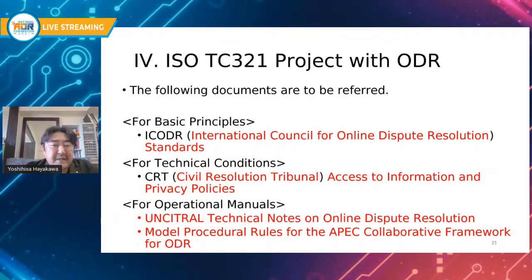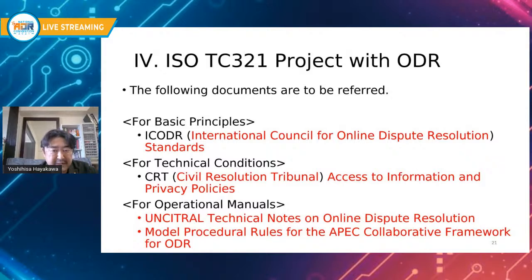Next, please. The following documents are to be referred to because there are similar documents which are very excellent. For basic principles, there is a very famous international organization with experts called the International Council for Online Dispute Resolution. This ICODR has its own standards, and perhaps this is a very good example for the standard-making process of ISO, especially for the basic principles. And for the technical conditions, for example, the Canadian CRT, Civil Resolution Tribunal, has access to information and privacy policy documents. So this CRT's document also works as a very good example for the standard-making process of ISO.